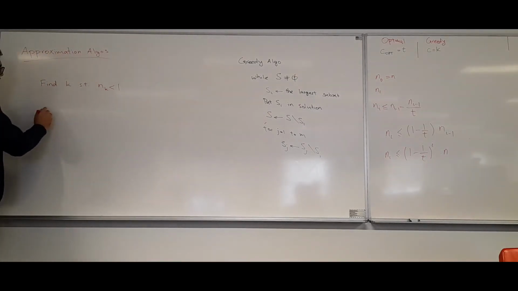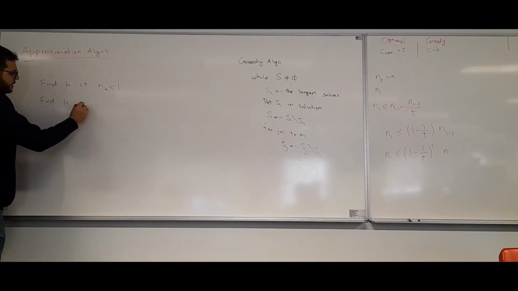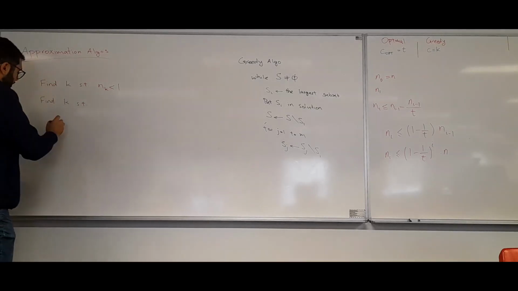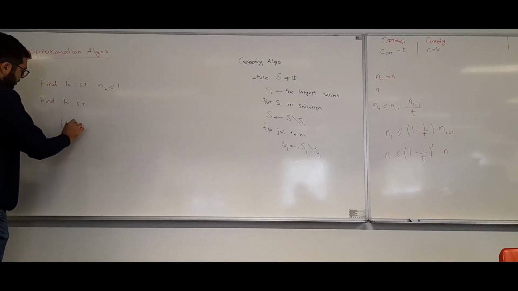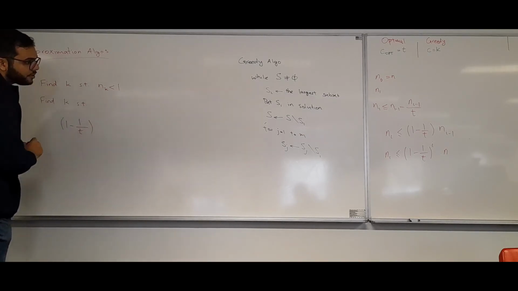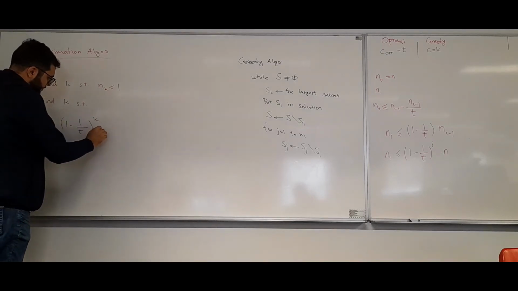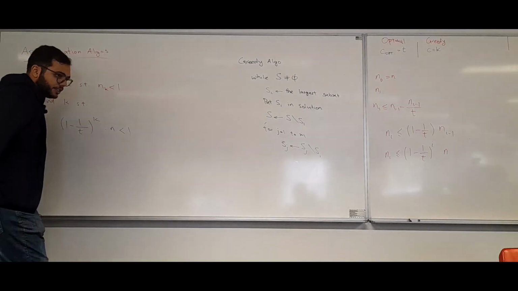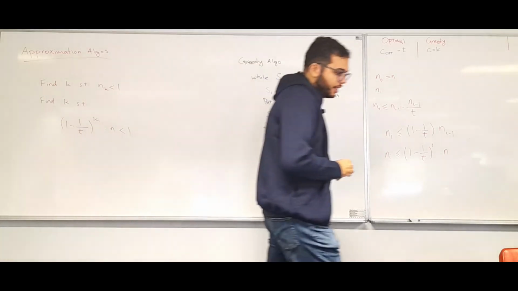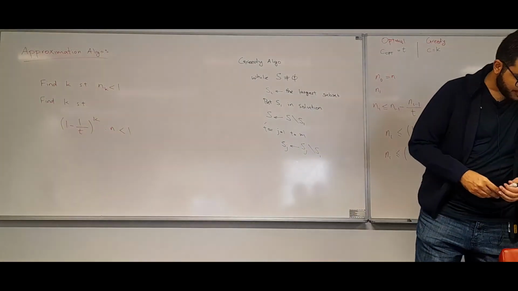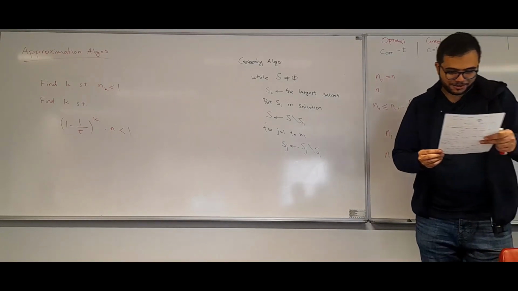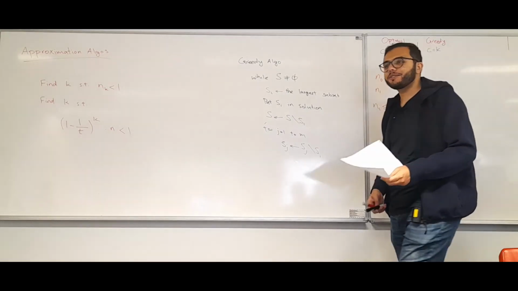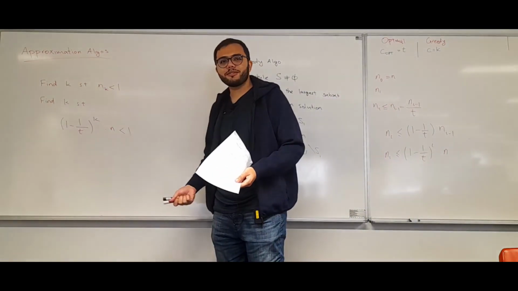So I want to find a K such that Nk has to be less than 1, but Nk was at most 1 minus 1 over T to the power of K times N. I want this to be less than 1. Now from this part, it's again just algebra. And I'm going to write it from here because I'm very bad at doing calculations and I always use Wolfram Alpha, and you should too.